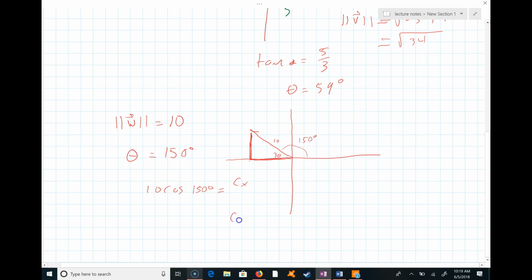So that means that the y component would be equal to what? Yep, 10 times the sine of 150, right? Yeah. Sure. Yeah. You can spin clockwise or counterclockwise.